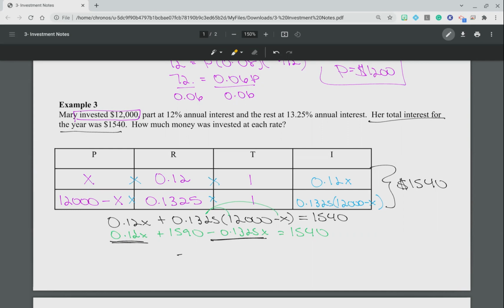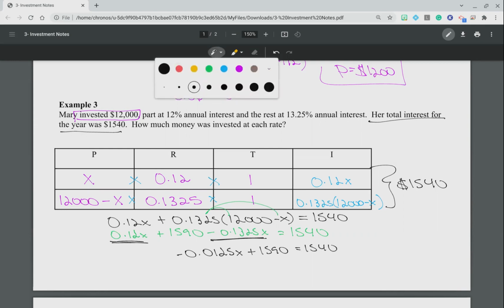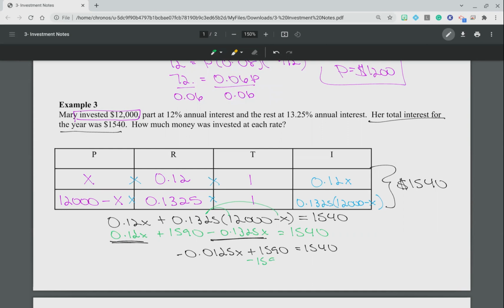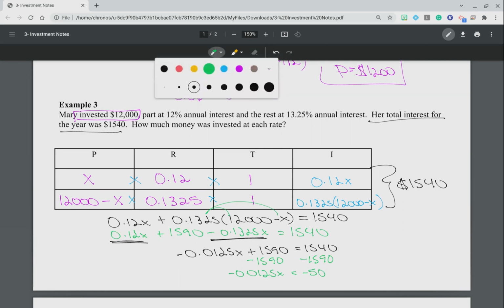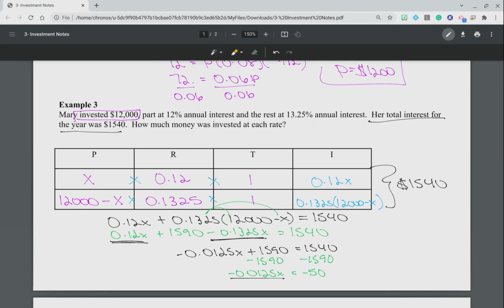And I got that to be negative 0.0125x plus 1,590 equals 1,540. All right, so we're just doing some algebra. Subtract the 1,590, and I get negative 0.0125x is equal to negative 50. Last step, divide by negative 0.0125.